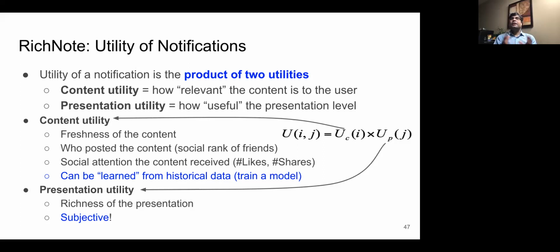This is the richness of the presentation: how valuable a 5-second preview is versus a 10-second preview versus an 11-second preview. Unfortunately, this is subjective, because people have different tastes and different response patterns to media content. So what do we need to do? We need to run a survey of users, in fact, to get an idea of exactly what the presentation utility is.